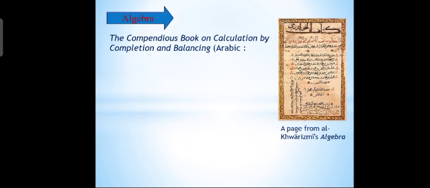Look at this page, Kitab al-Khwarizmi, a page from al-Khwarizmi's algebra. The English translation of this title is The Compendious Book on Calculation by Completion and Balancing. And its actual Arabic title is Al-Kitab means book, Al-Mukhtasir means compendious, Hisab means calculation, Al-Jabr means completion, Wal Muqabla means balancing.